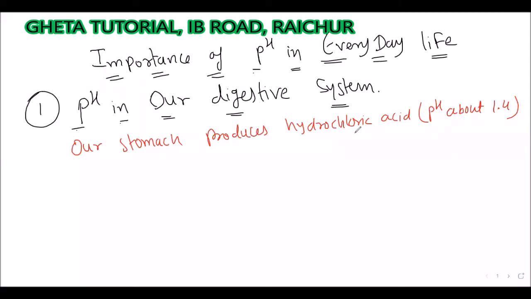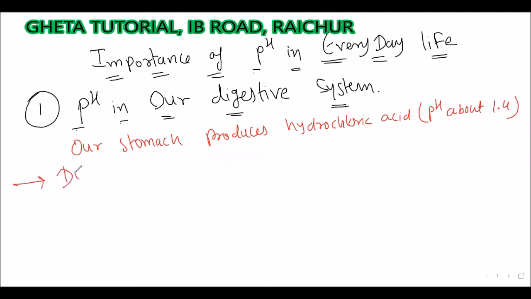Then how will you get relief from the pain and irritation because of taking too much acid? By taking an antacid. Which antacid will you take? Milk of magnesia and baking soda. Exactly correct. So our stomach produces hydrochloric acid of pH about 1.4.